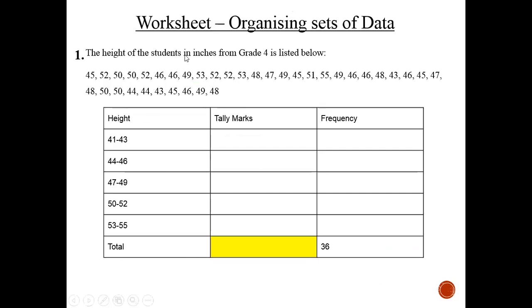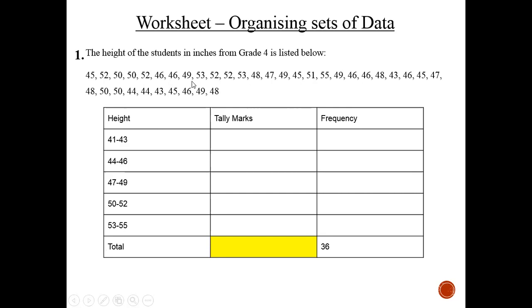The heights of the students in inches from grade 4 are listed below. You can see the list of heights given here, which is not organized. So how are you going to organize the data into a tally and frequency table? We are using group values because the first thing you have to determine is the least value, or least height, of the students.